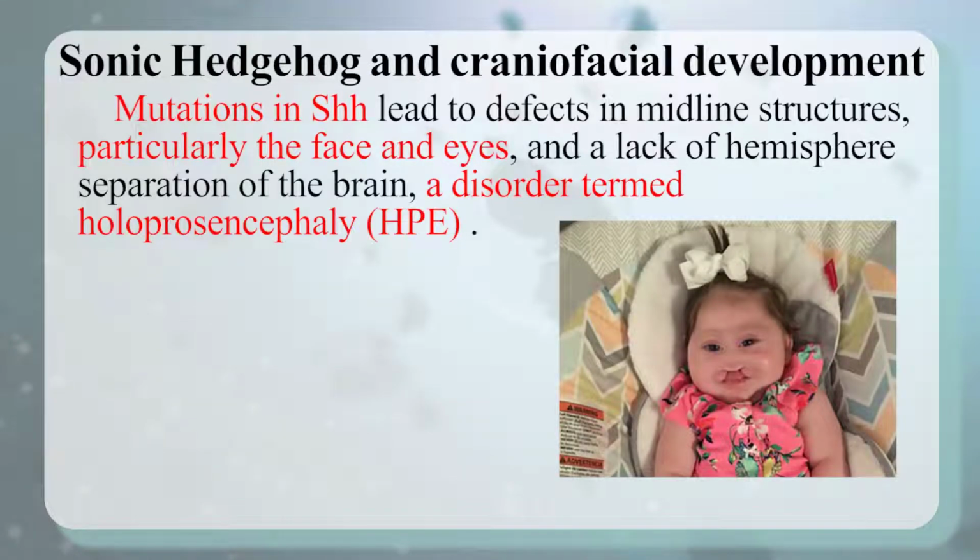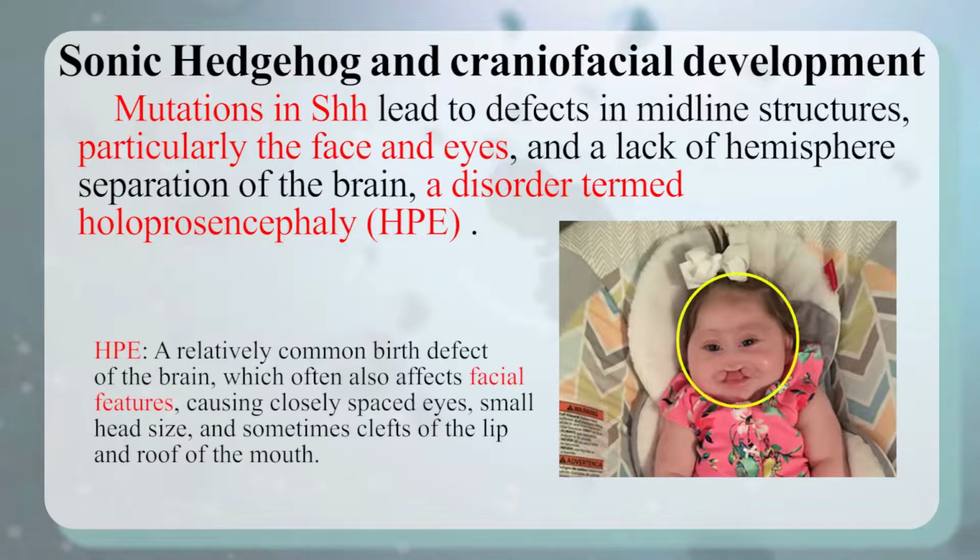Mutations in SHH lead to defects in midline structures, particularly the face and eyes, and a lack of hemisphere separation of the brain, a disorder termed holoprosencephaly, HPE for short. HPE is a relatively common birth defect of the brain, which often also affects facial features, causing closely spaced eyes, small head size, and sometimes cleft of the lip and the roof of the mouth.